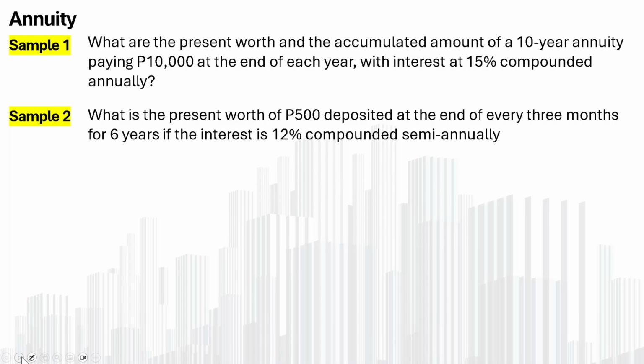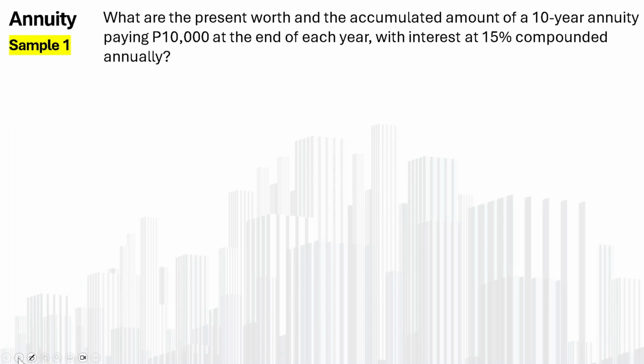So here we have sample problem 1. What are the present worth and the accumulated amount of a 10-year annuity paying 10,000 pesos at the end of each year with interest at 15% compounded annually? And then number 2: what is the present worth of 500 deposited at the end of every 3 months for 6 years if the interest is 12% compounded semi-annually? So let's try number 1 first.